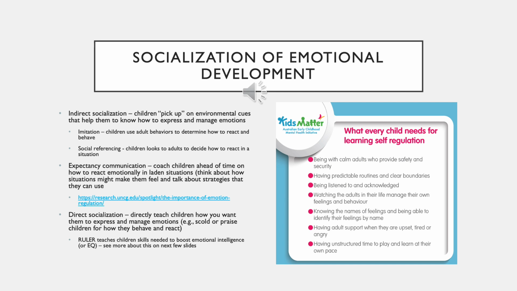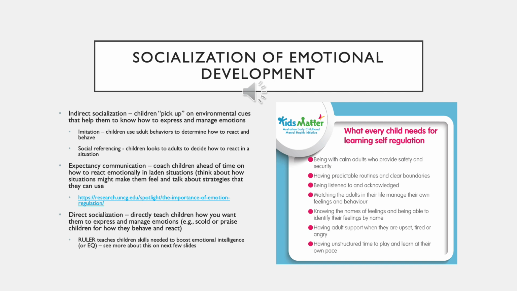Another thing that we can do is what's called expectancy communication. So talk with children ahead of time about how different situations might make them feel, and strategies that they can use. The link on this page is a great article. It's about a research study done with children to show that children who have a hard time managing things have a hard time in the rest of their lives as well, and it gives some great strategies for how to help children build their emotional regulation and emotional development skills.